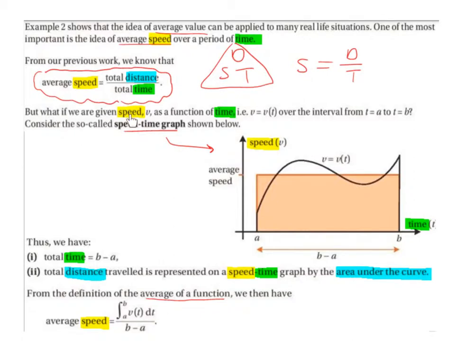But what if we are given the speed v as a function of time, i.e. v equals v of t over the interval from t equals a to t equals b? Consider the so-called speed time graph shown below. This graph here is very similar to the one that we had in the previous slide, but this time the x-axis is the time axis and the y-axis is the speed axis. And what we have here is our average speed. So time is represented by lowercase t, speed is represented by lowercase v, and our function is v equals v of t.